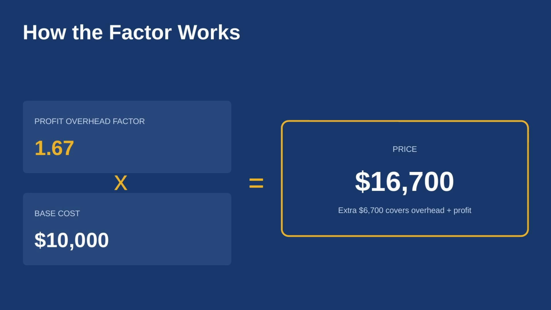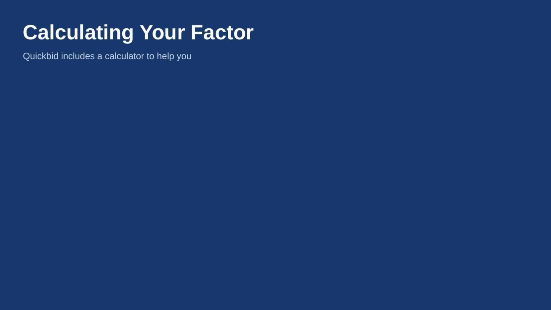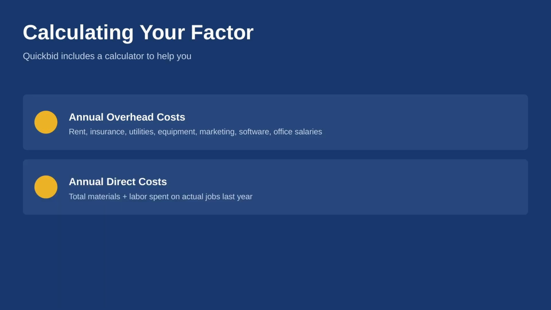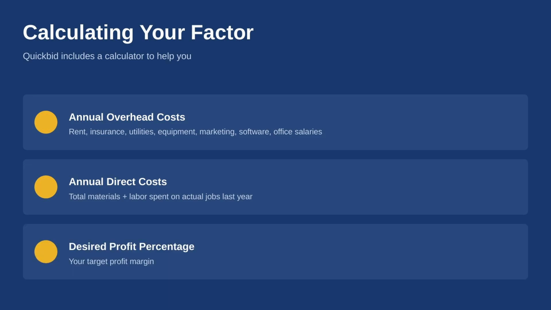You might be wondering, what should my factor actually be? Quickbid includes a calculator to help you figure this out. The calculator needs three inputs. First, your annual overhead costs. Add up everything from the past year: rent, insurance, utilities, equipment, marketing, software, office salaries, all expenses that aren't tied to a specific job. Second, your annual direct costs. This is the total of all materials and labor you spent on actual jobs in the past year. Third, your desired profit percentage.